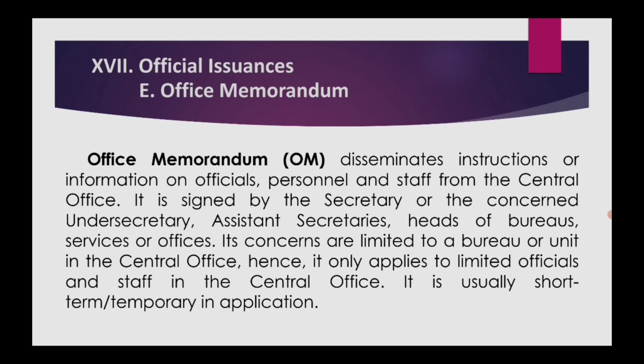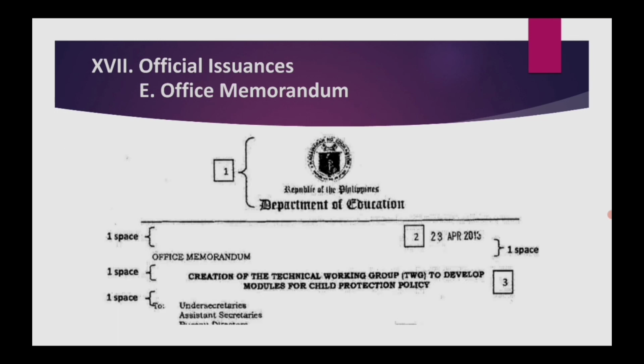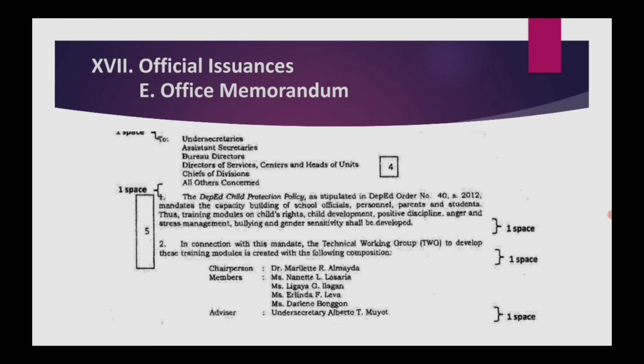It disseminates instructions or information to officials, personnel, and staff of the central office. It is signed by the secretary or the concerned undersecretary, assistant secretaries, heads of bureaus, services, or offices. Its concerns are limited to a bureau or unit in the central office, hence it only applies to limited officials and staff in the central office. It is usually short-term, temporary in application. So let's not discuss this, although it has 11 elements. And almost similar content.